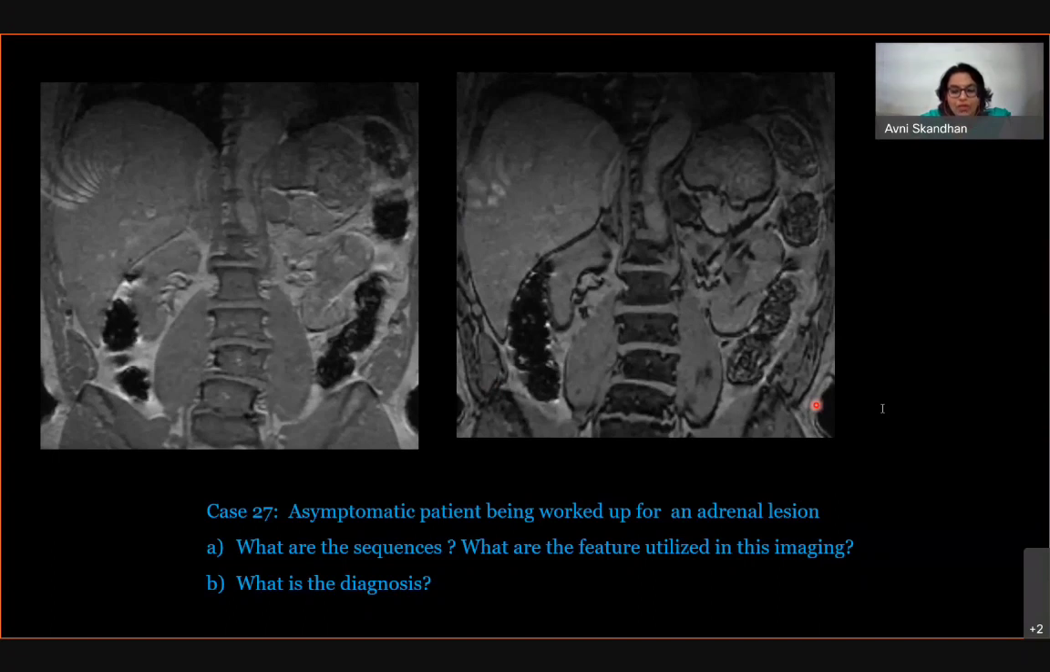In phase, out phase, chemical shift, adenoma. Yes, very good. It's not a gradient image, it's an in phase and out phase image. So when you're seeing an in phase and out phase image, you're seeing this is the adrenal lesion.